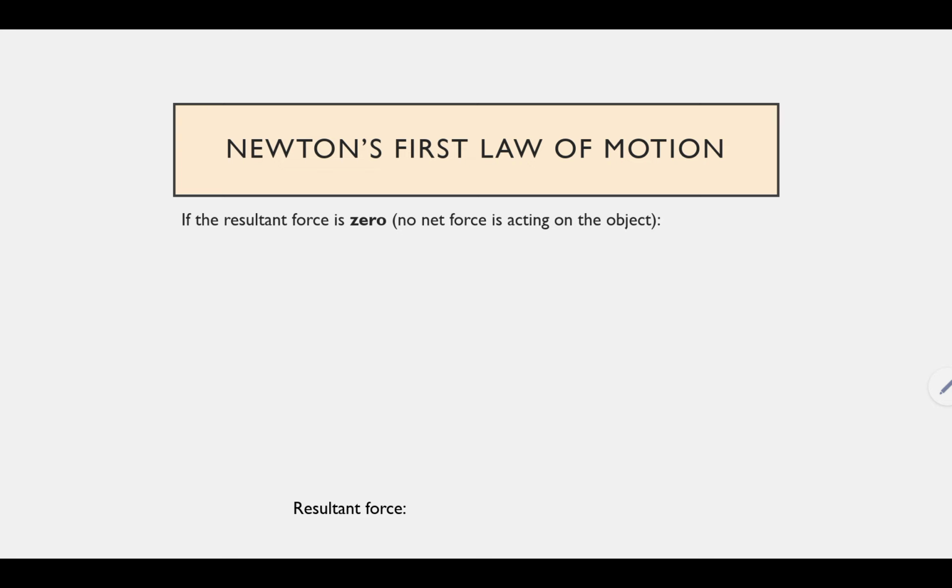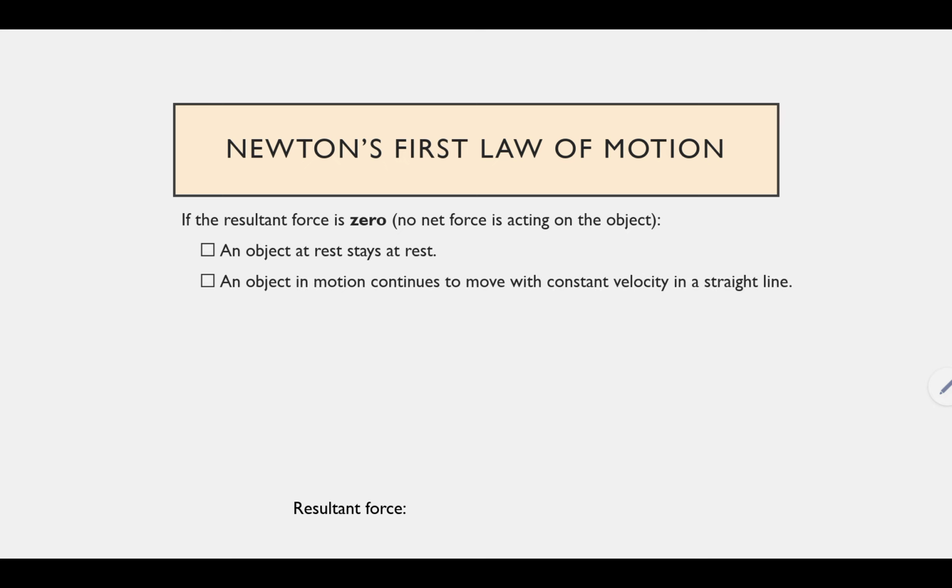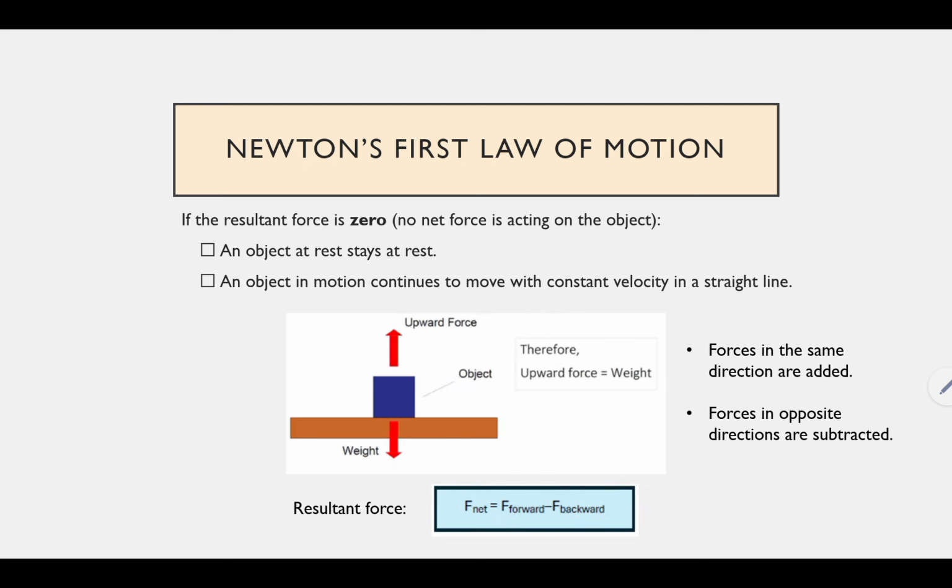So we took two cases. If something is at rest, it will stay at rest unless a resultant force acts on it. And if something is in motion with no external forces, then it will stay in motion in the same direction and speed unless a resultant force acts on it. This is Newton's first law of motion. So if the resultant force is 0, an object at rest will stay at rest, and an object in motion continues to move with constant velocity in a straight line.